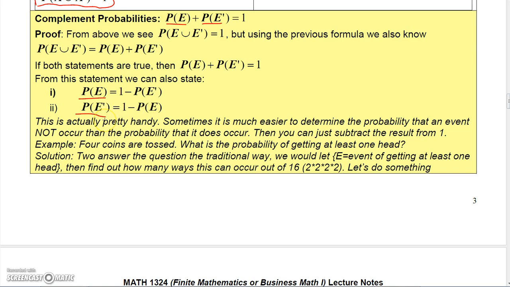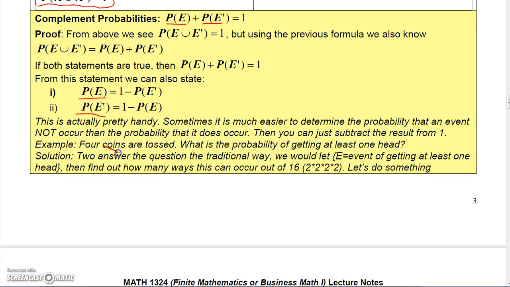And this is pretty handy sometimes, because sometimes it's easier to calculate the probability of a complement, or the probability that the event doesn't occur, and then we can just subtract the result from 1 to get the probability that we're looking for.